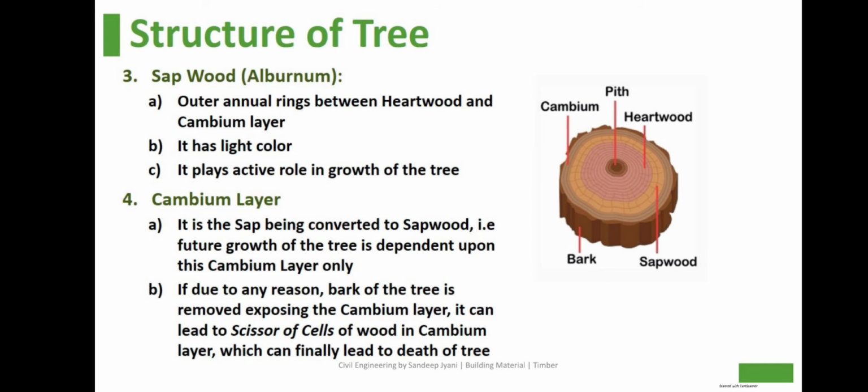Third, sapwood. A. Outer annual rings between heartwood and cambium layer. B. It has light color. C. It plays an active role in growth of the tree.